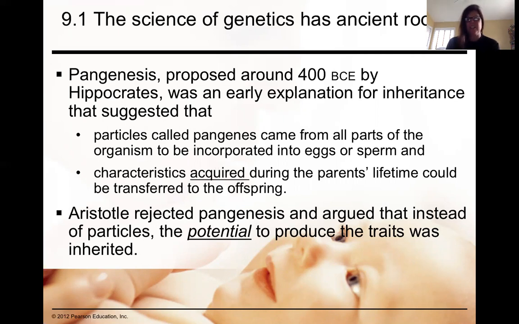Aristotle rejected pangenesis, arguing instead there were particles that have the potential to produce the traits that were inherited, which is a little closer in saying that athletes have a certain set of genetics or traits that allow them to be good athletes, whether they're a sprinter or endurance athlete. And those particular traits have the possibility of being passed on to their children as well. So they have a possibility of also having those particular traits.